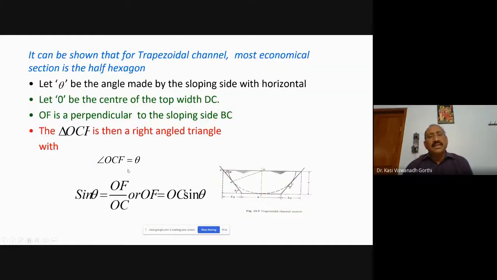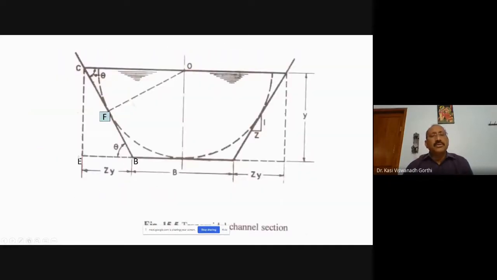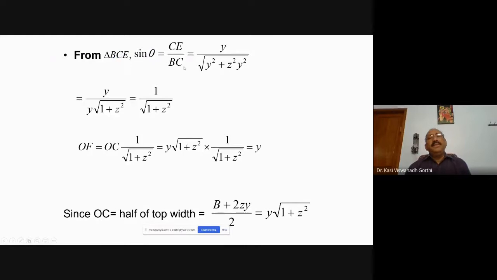Sine theta. Take once again sine theta. Sine theta is equal to CE, which is the depth of flow y, divided by BC. CE by BC, so depth of flow y by square root of y square plus z square y square, or y root 1 plus z square. So, y by y root 1 plus z square, or 1 by square root of 1 plus z square. Sine theta is equal to 1 by root 1 plus z square.